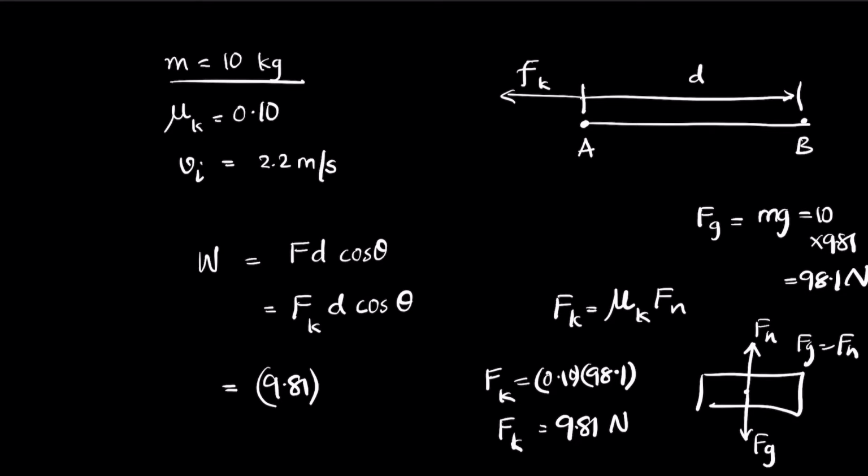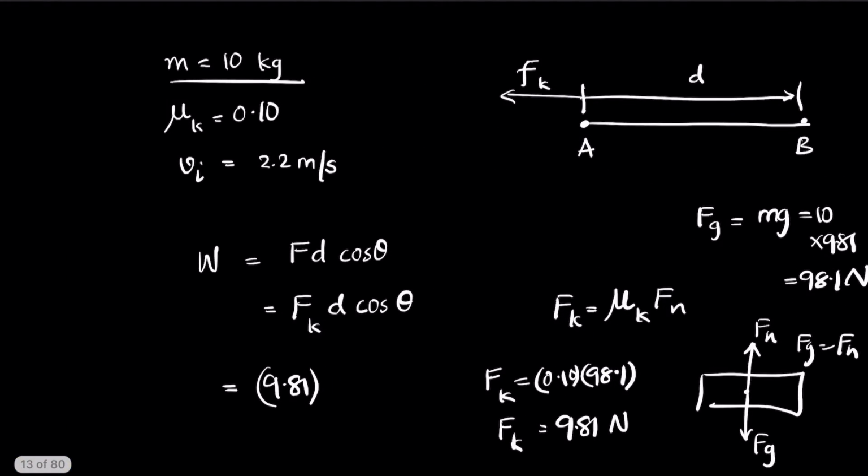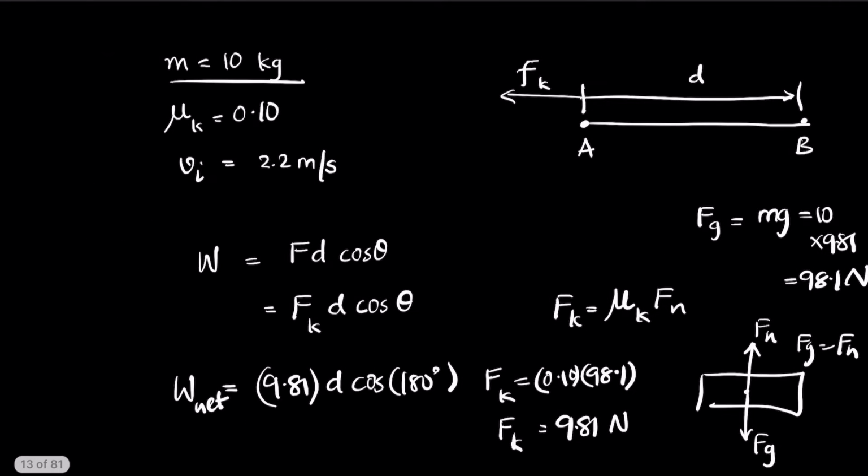times the d here, so notice that this is d times cos theta, where theta here is 180 degrees. So this is the net work. But we also know from the work kinetic energy theorem that the net work is the change in kinetic energy, which is the final kinetic energy minus the initial kinetic energy. So it's given that the initial velocity is 2.2 meters per second, while the final velocity is 0, because it does come to a stop at the end point.